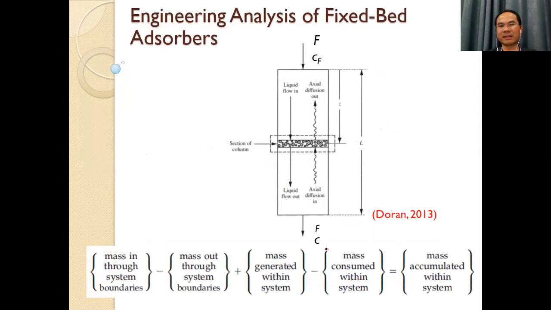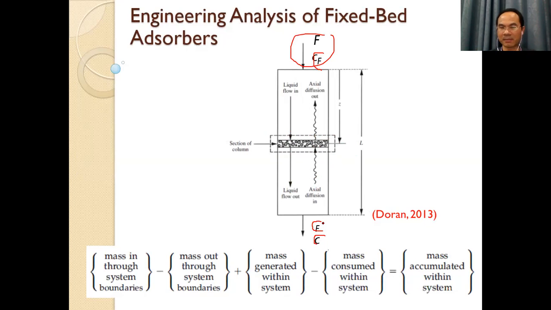Okay, if we consider the fixed bed, in the column we pack solid adsorbent. Liquid flows in at the top. If we consider a small volume, what happens in the small volume like this? Liquid flows in, liquid flows out, and also there is some axial diffusion like this. We feed with flow rate F, concentration is CF, and the concentration C is at the outlet. We assume the flow of liquid is constant, the size is constant. If it is dilute, we can assume constant.